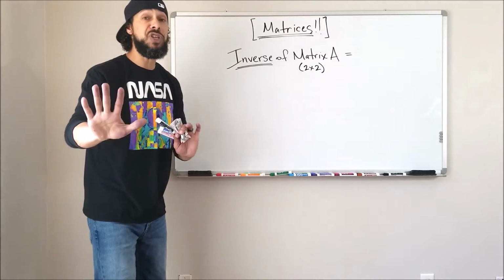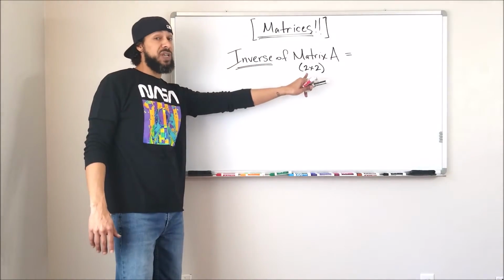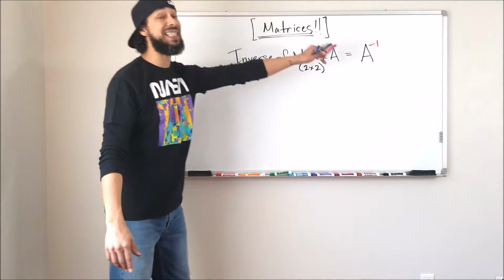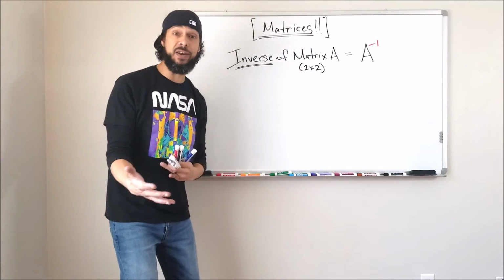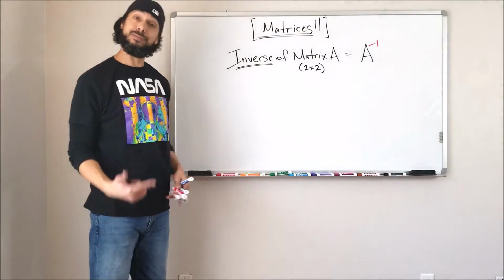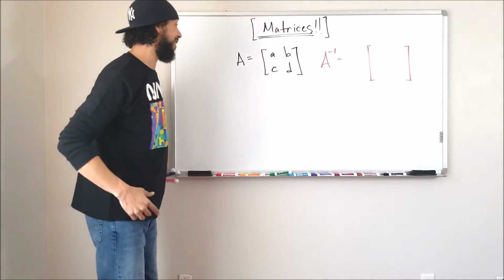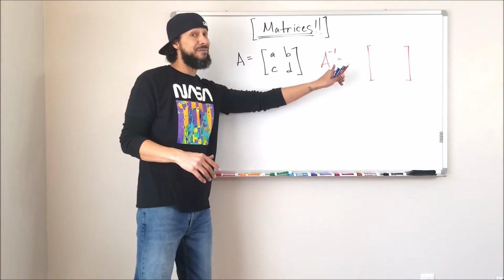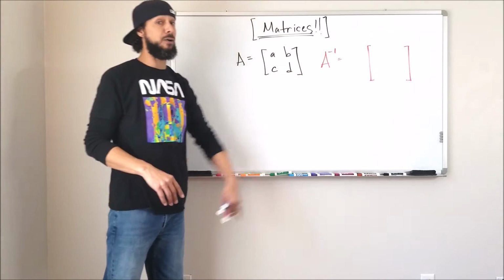First off, notation. The inverse of a matrix A looks like this: A to the negative 1 power. That's how you know that you're either looking at an inverse or that they're asking you to find an inverse. All right, so let's get to it. Here's our 2x2 original matrix A. Here's our inverse matrix, A to the negative 1 power.